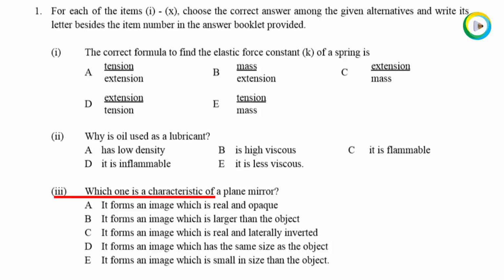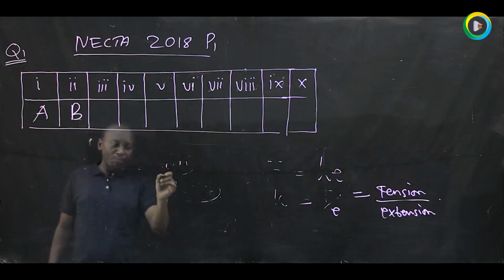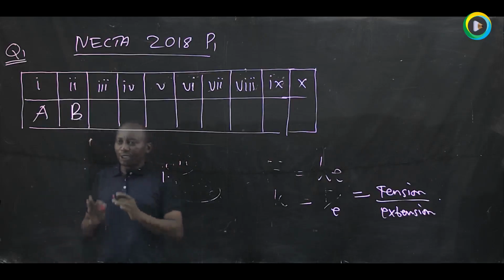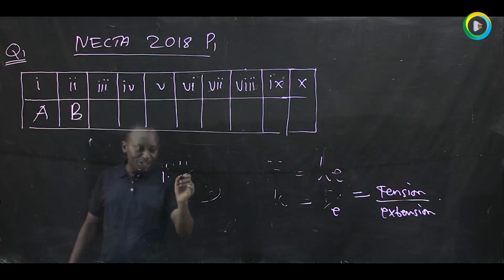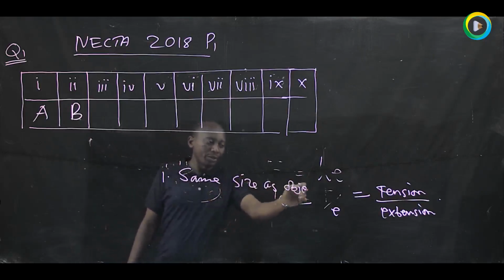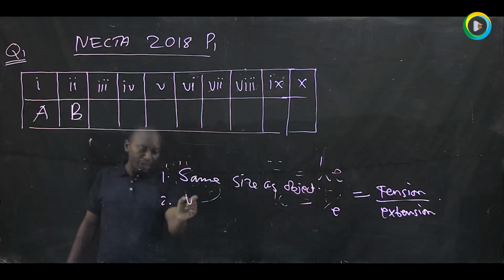Roman 3. Which one is a characteristic of a plane mirror? Let us discuss the characteristics of a plane mirror. Characteristic number 1 of a plane mirror: a plane mirror produces an image which is of the same size as the object. The image produced by a plane mirror has the same size as the object. This is characteristic number 1. Characteristic number 2 of the image formed in a plane mirror: the image formed in a plane mirror is virtual.